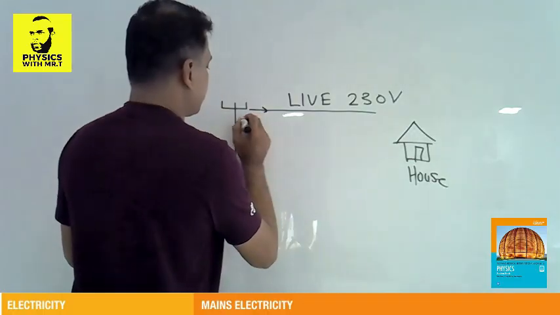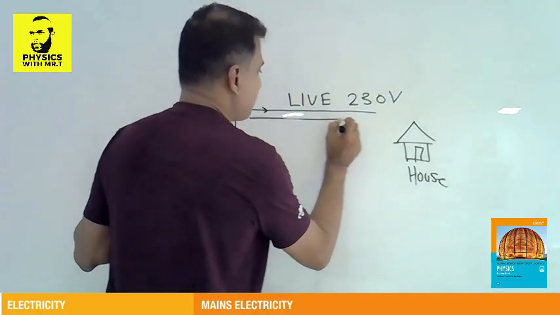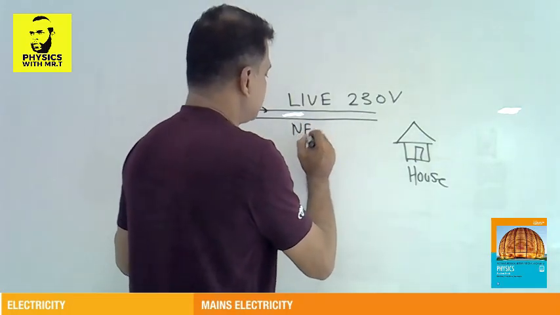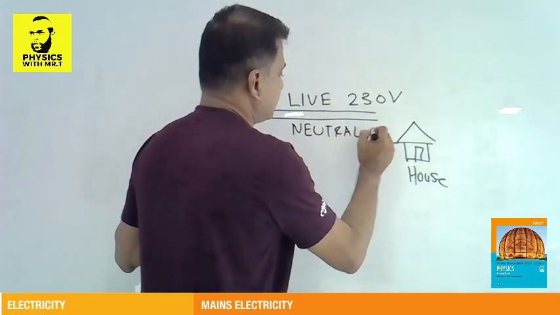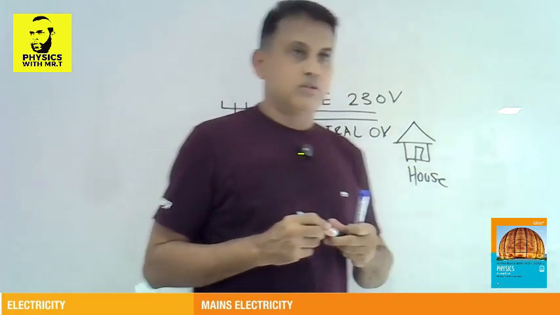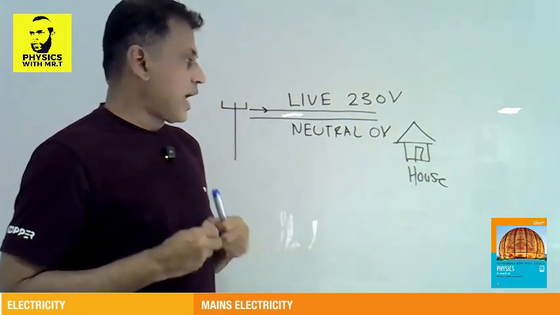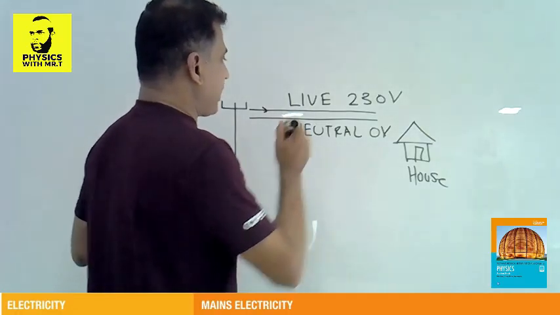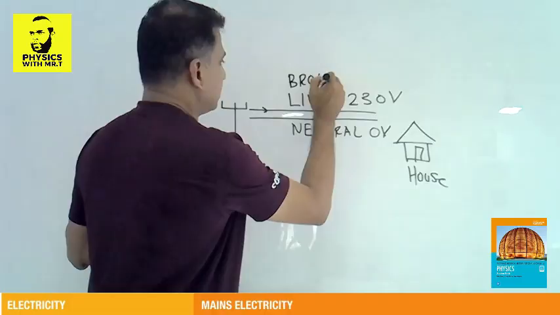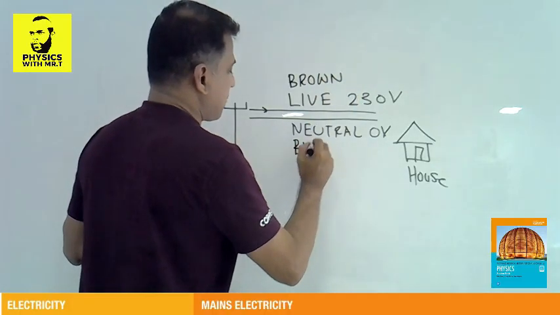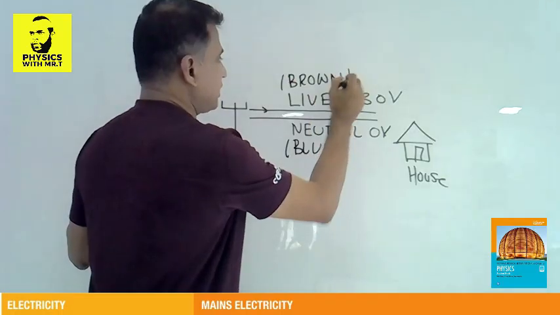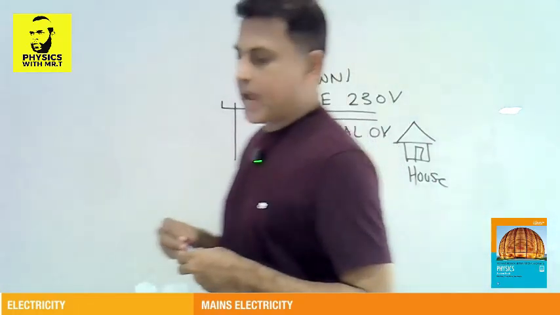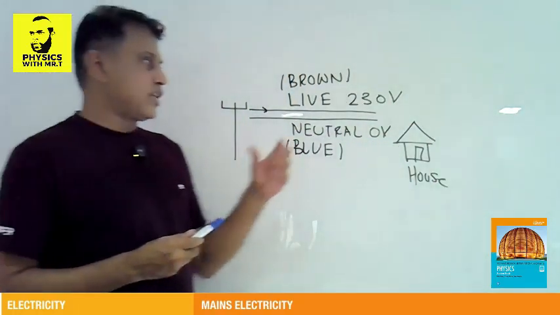At the same time, the other wire is coming. This wire is called neutral. Usually it has no voltage, so I write it as 0 voltage, and it does not carry current. The live wire is a brown color, and this is a blue color. So we can easily identify them. That's also one kind of safety thing, that the color codes of these wires are standard and we can identify which one is the live wire.